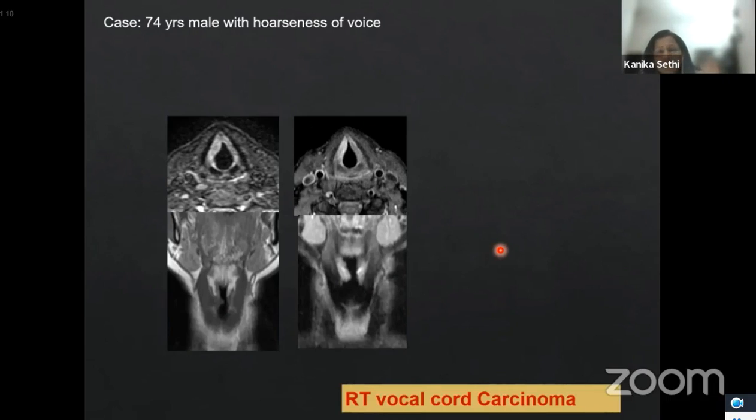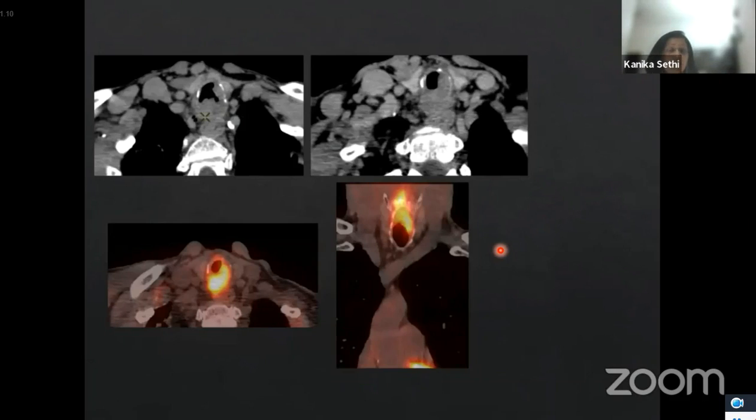If the lesion is in the glottis, it presents early with vocal cord palsy, rather than a subglottic lesion, which is usually silent and presents later with change of voice or dysphagia depending upon how it is extending. This is a subglottic carcinoma extending posteriorly and abutting the esophagus. PET images show increased uptake in these areas.